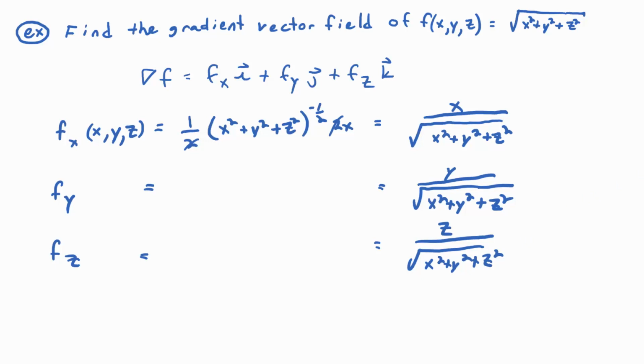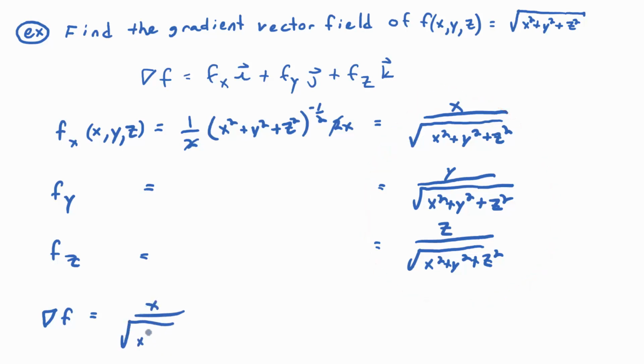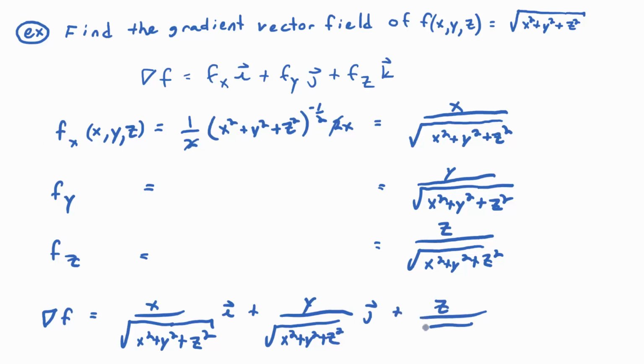So then your gradient vector field, del f, would be just, put i, j, and k in front of these partials and then add them together. So it would be x over square root of x squared plus y squared plus z squared times i plus y over the square root of x squared plus y squared plus z squared times j plus z over the same square root times k.